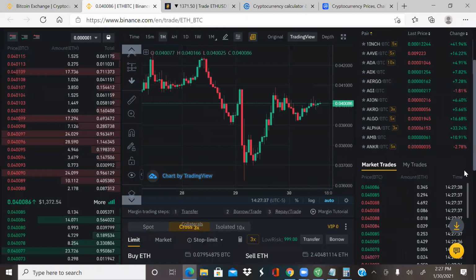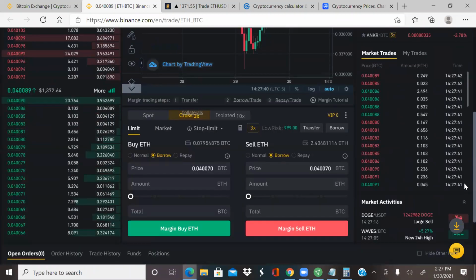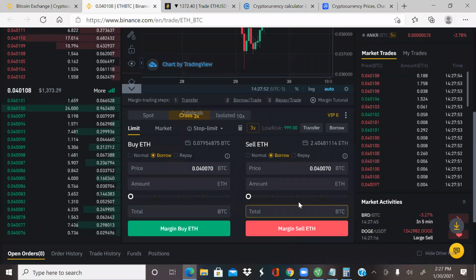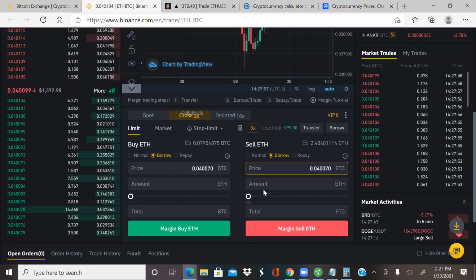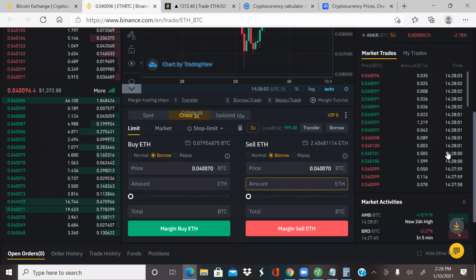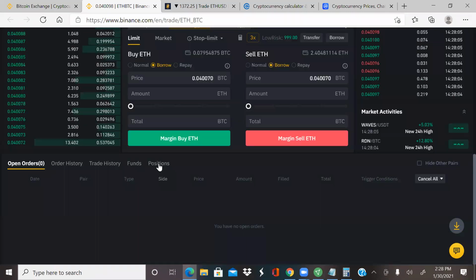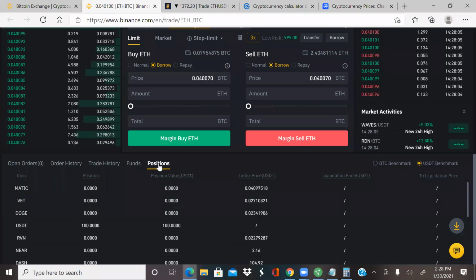So let's go back to where I stopped. Now we are on borrow, so I can margin sell. If I want to margin sell Ethereum now at the top, I can do that. That means I'm selling at ×3 of what I've already borrowed. Also, if I want to margin buy, I already sold some today. Let me show you my positions. If I click on positions, you will see, or let me say trade history.